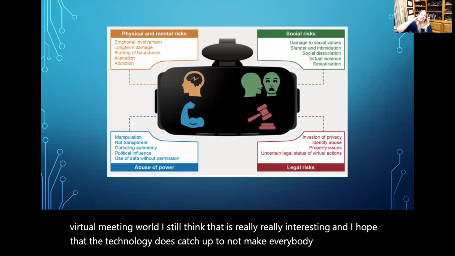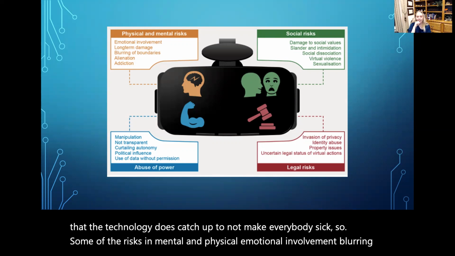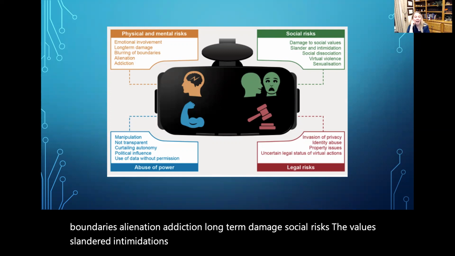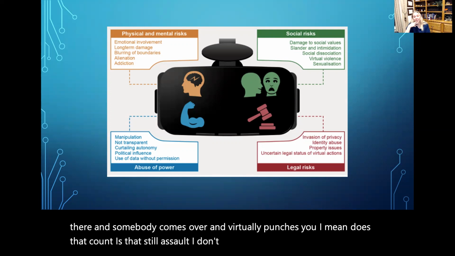So some of the risks in mental and physical, emotional involvement: blurring of boundaries, alienation, addiction, long-term damage. Social risks: the values, slander and intimidation, virtual violence. What happens if you're sitting there and somebody comes over and virtually punches you? I mean, does that count? Is that still assault? I don't know. Sexualization.